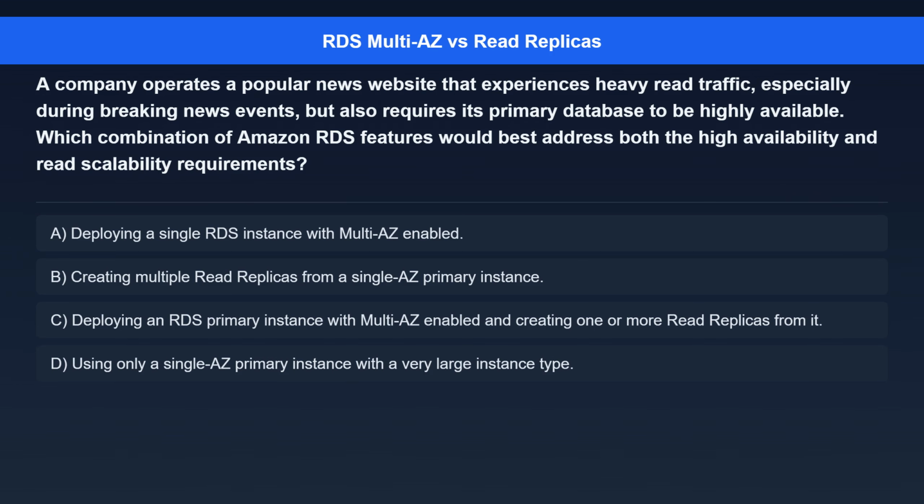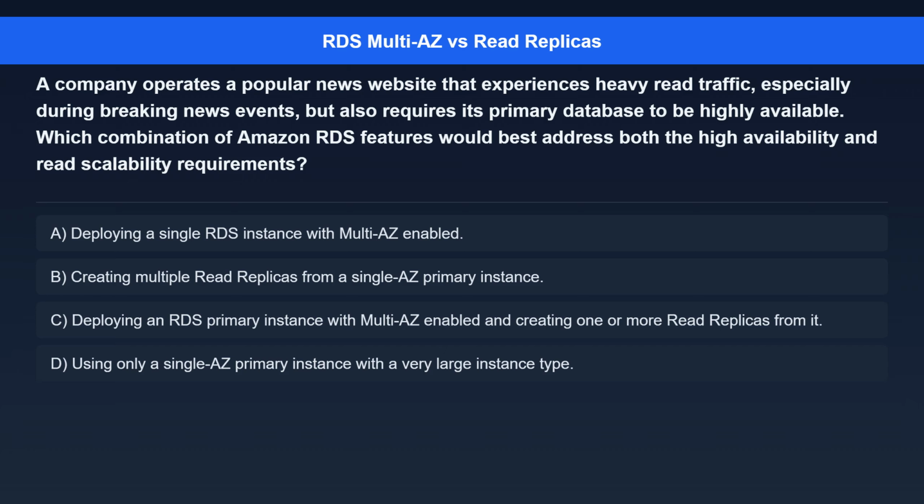Question 6. A company operates a popular news website that experiences heavy read traffic, especially during breaking news events, but also requires its primary database to be highly available. Which combination of Amazon RDS features would best address both the high availability and read scalability requirements?